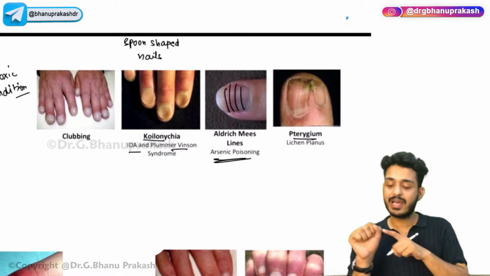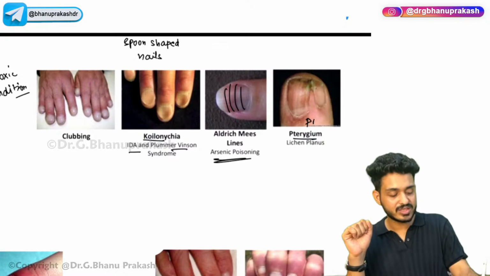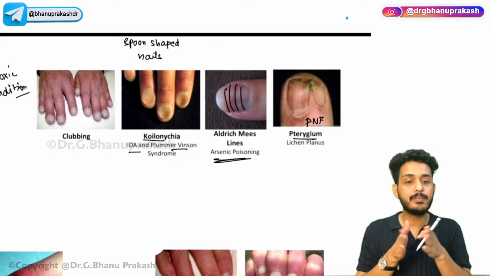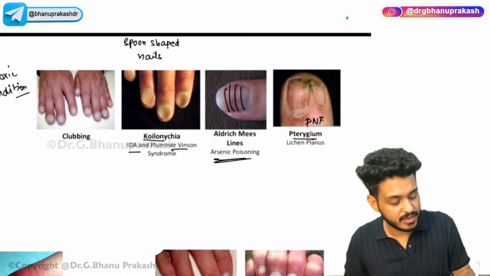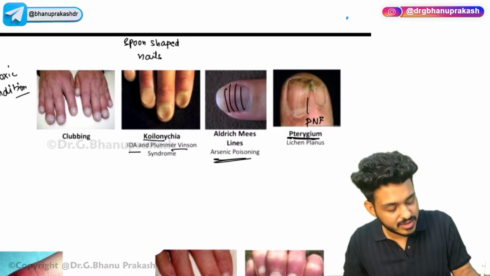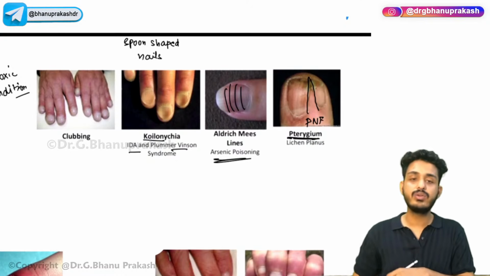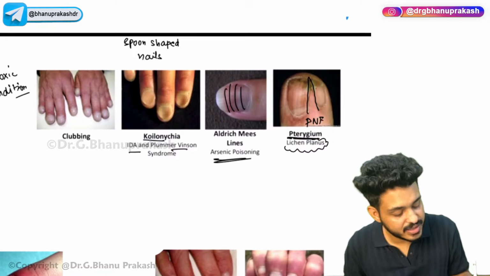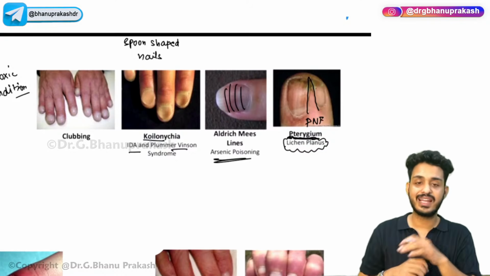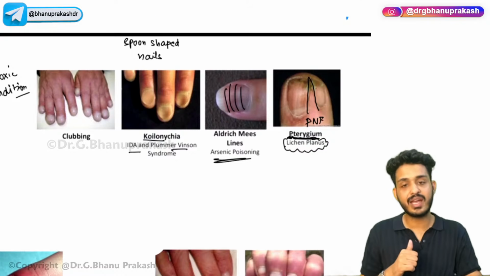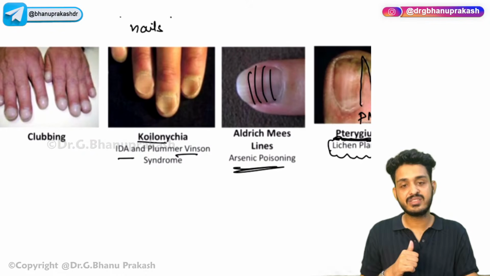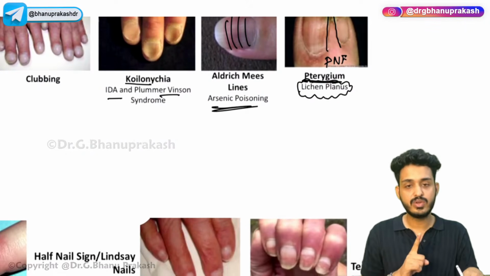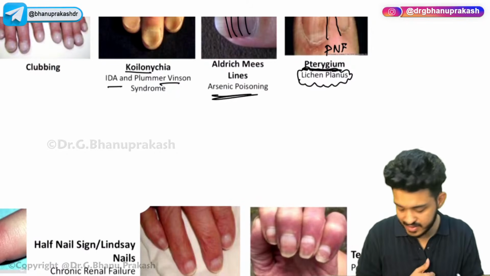This is your pterygium. In pterygium, what is happening? I've told you, this is the proximal nail fold. This proximal nail fold is tearing the nail apart into two parts. That is known as pterygium, and pterygium is very characteristic for lichen planus. What is the characteristic feature for lichen planus? That is your pterygium. Whenever they talk about pterygium, you have to remember lichen planus.